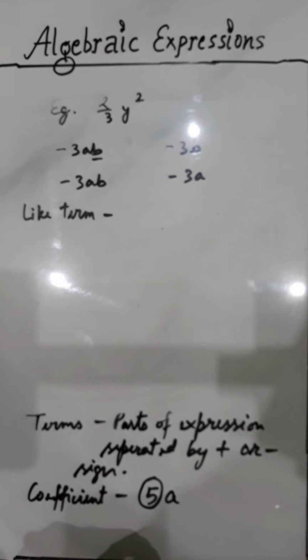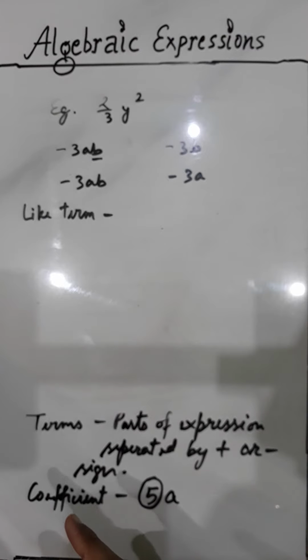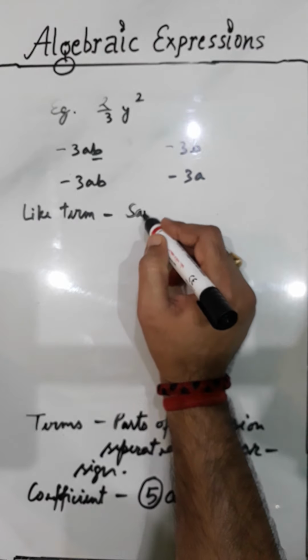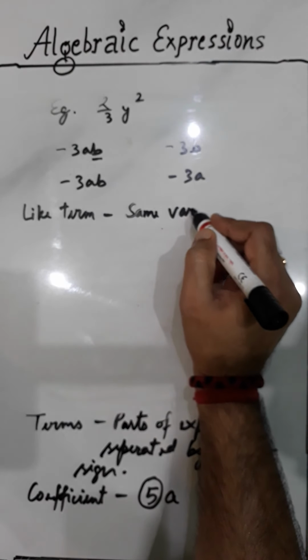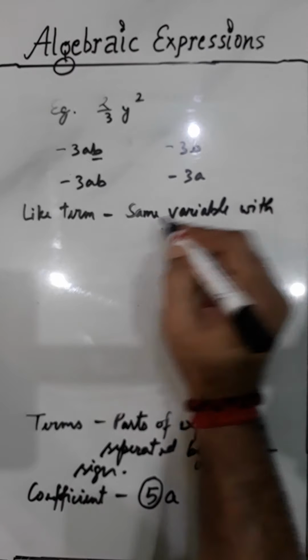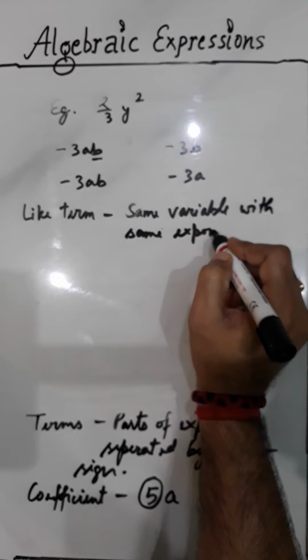Anyways, now see, like term, what does it mean? Terms having the same literal coefficient are called like terms. In other words, we can say that the terms having the same variables with the same exponents.